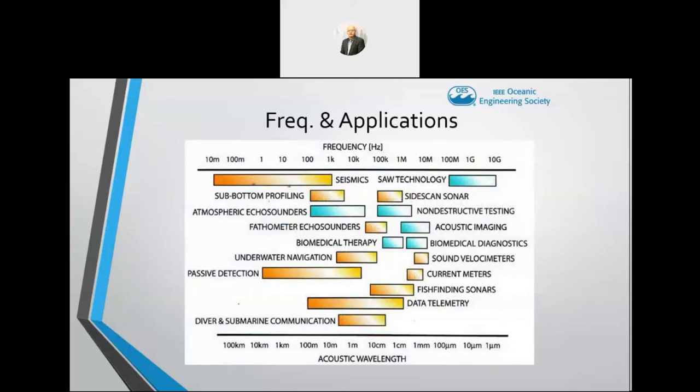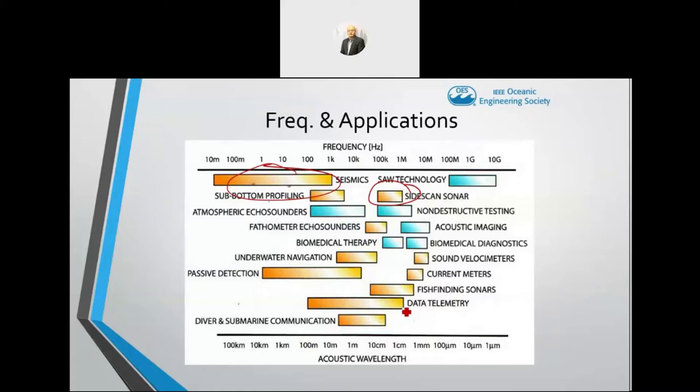frequency dependent. For example, for a seismic application, we tend to use frequencies below 1 kilohertz, because the wavelength is way longer, and it is suitable for seismic application. While for side scan sonar, for example, normally the sensor will operate between 110 kilohertz to 700 kilohertz. So it all depends on what type of application you want to use. In the underwater acoustics world, there is no such thing as one sensor that fits many applications. Normally we use a single sensor for a single application.